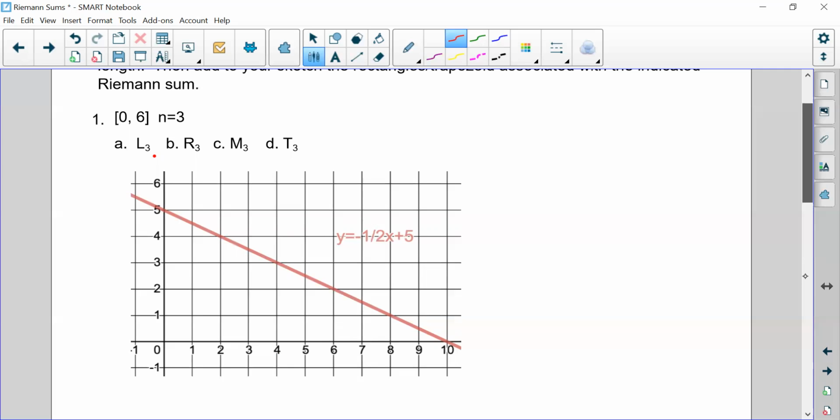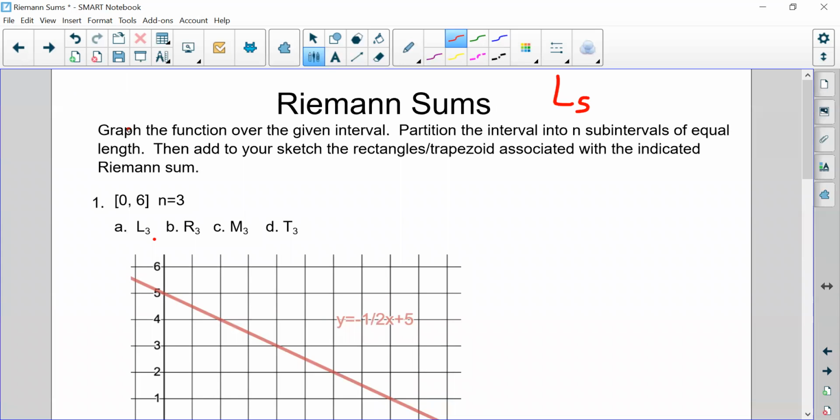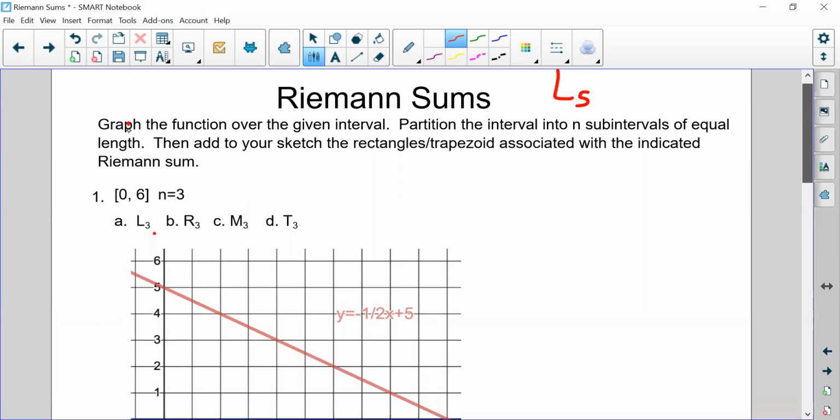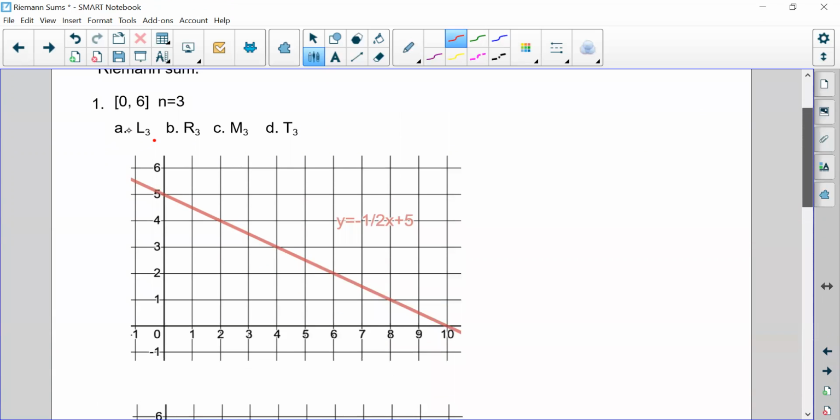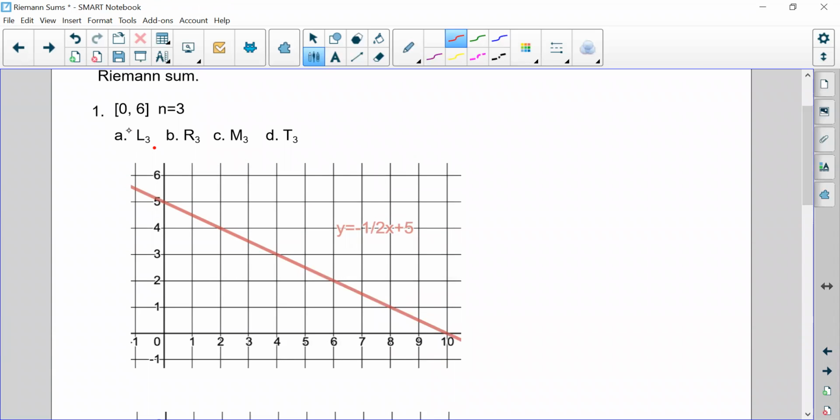You don't have to go all the way if you don't want to. Notice that I'm going to go from 0 to 6, because my interval here is 0 to 6. So just make sure you have it graphed from 0 to 6.